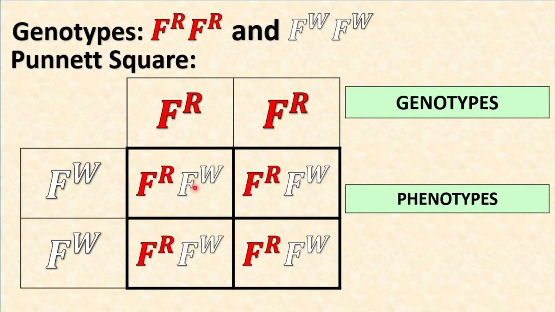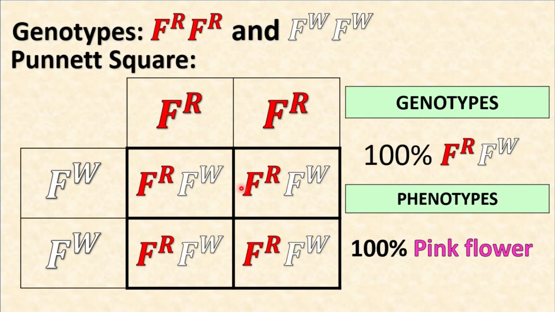Now, let us identify the genotypes. Always remember, each box is equal to 25%. So as you can see, they are all the same. All the genotypes are the same, FR, FW. Therefore, 100% the genotypes are FR, FW. The phenotype is the physical appearance. Now, the result when we cross red snapdragon flower and white snapdragon flower is 100% pink snapdragon flower. That is how we use Punnett square.